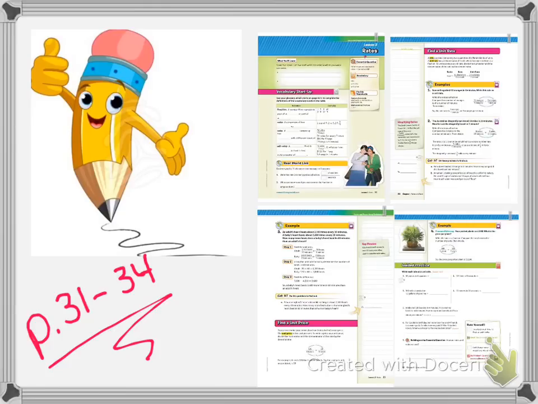You're going to need your workbook pages. We're going to be working through pages 31 through 34 today, and you will need a sharpened pencil.